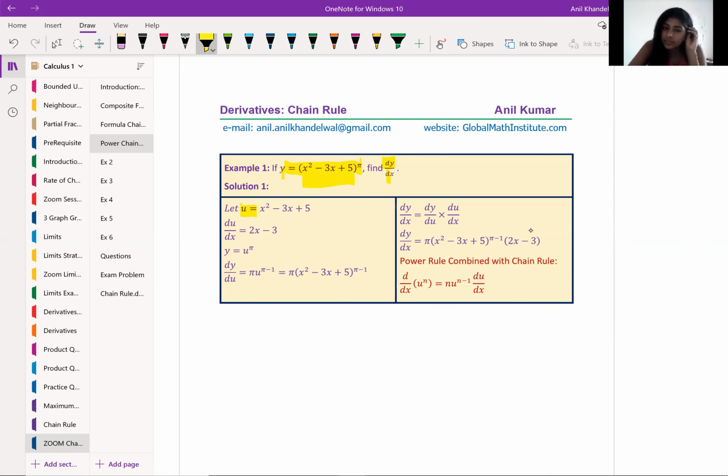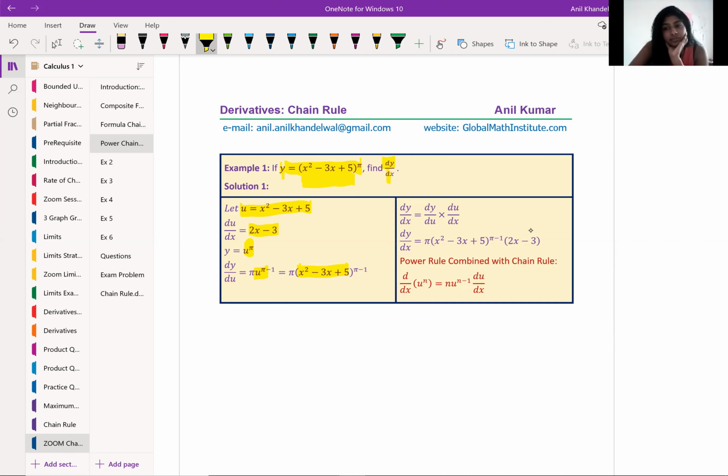Once again, we'll define u as your inside function, x squared minus 3x plus 5. Then find the derivative of u with respect to x. You get 2x minus 3, correct? Now, since I wrote the inside function as u, I can write y as u to the power of pi. So dy/du is pi times u to the power of pi minus 1. Pi is a number, maybe irrational. Now replace u with the function of x.